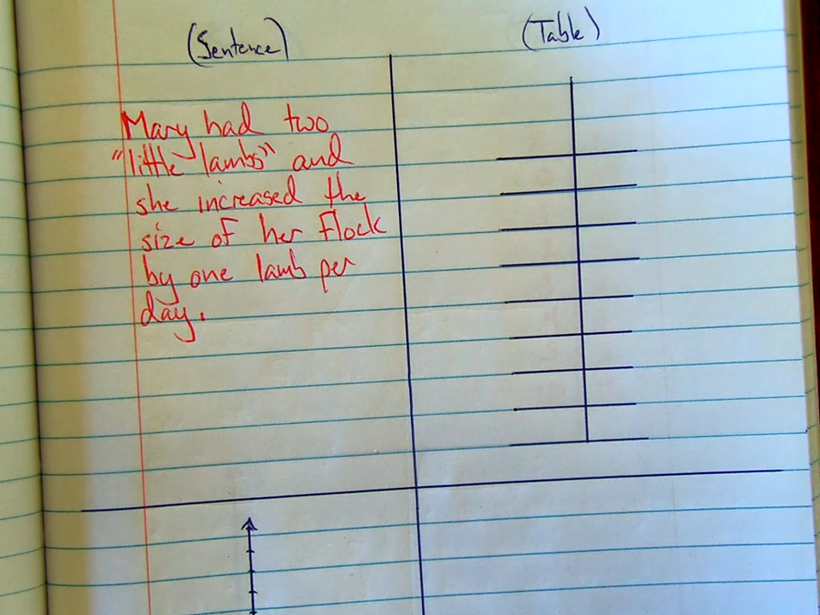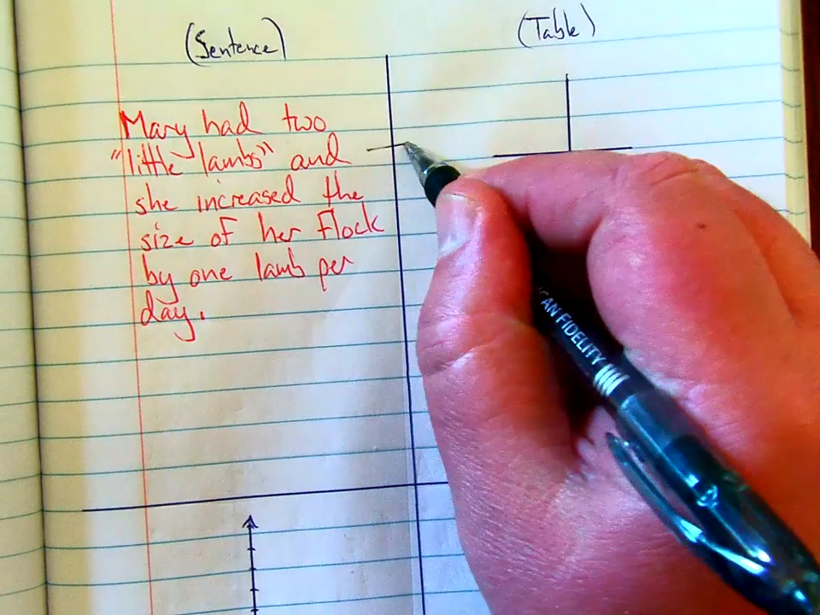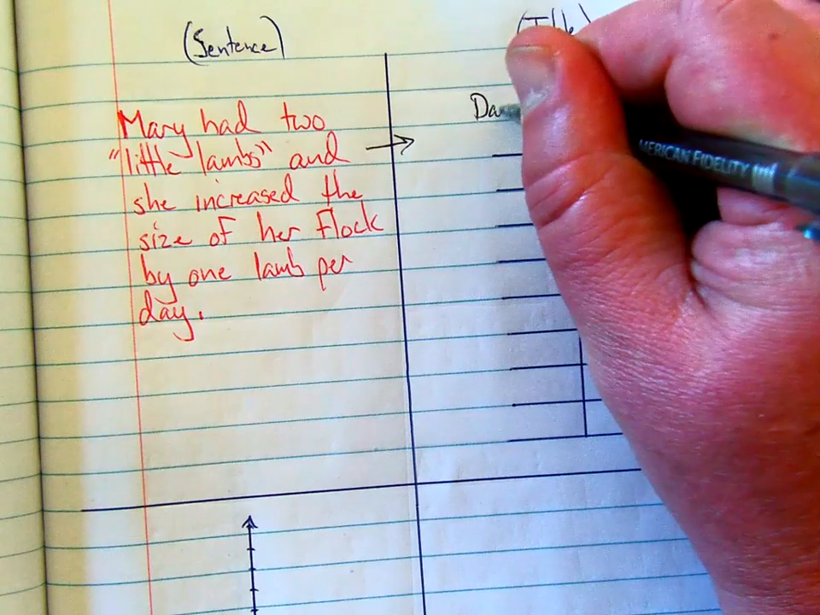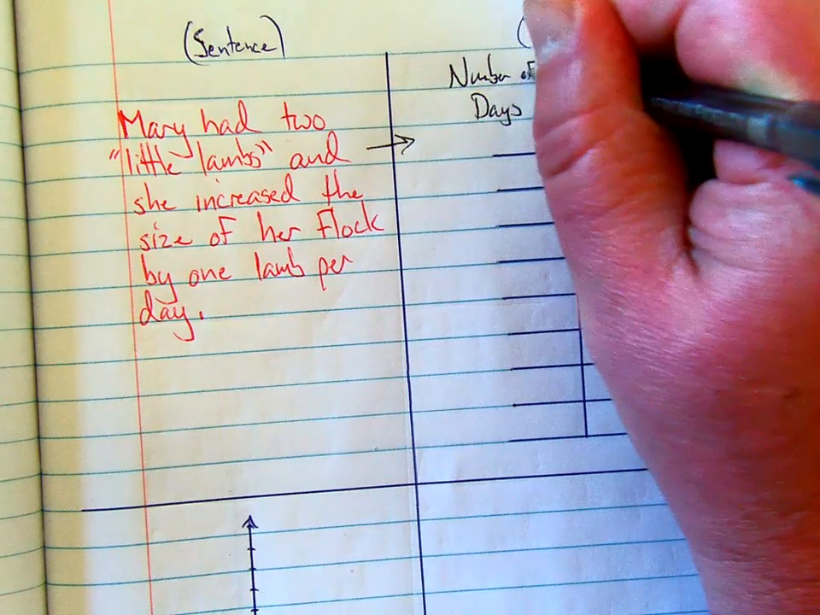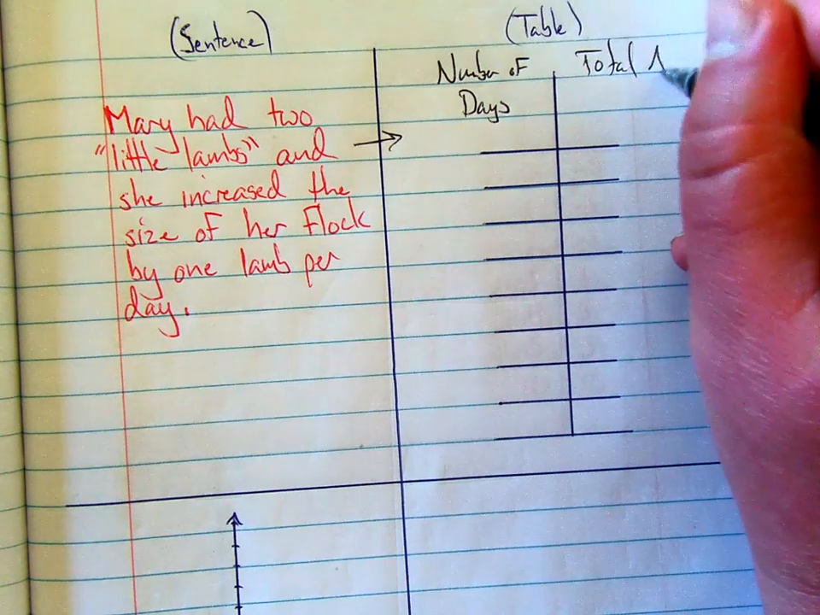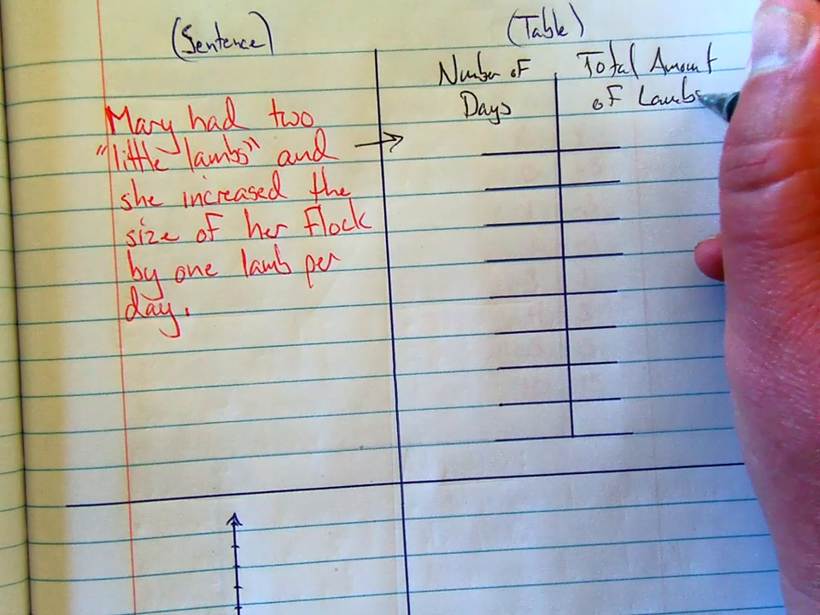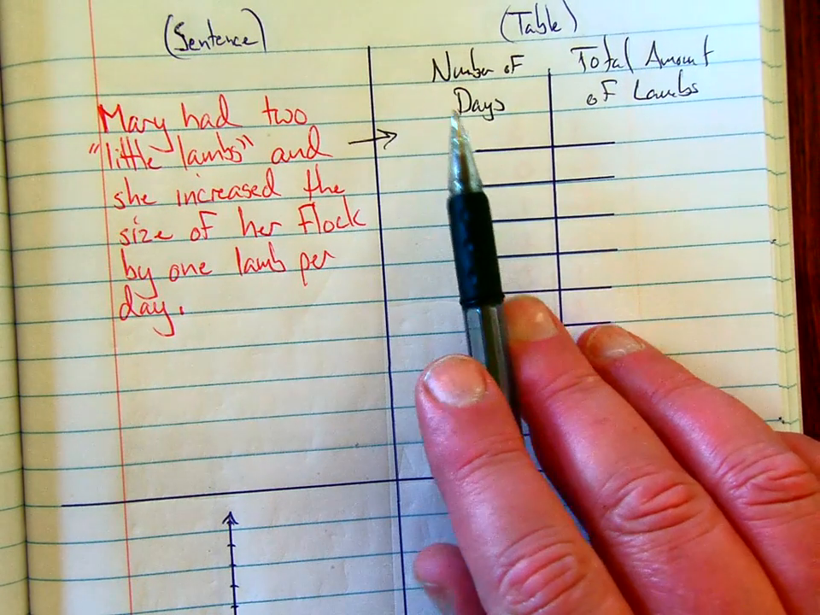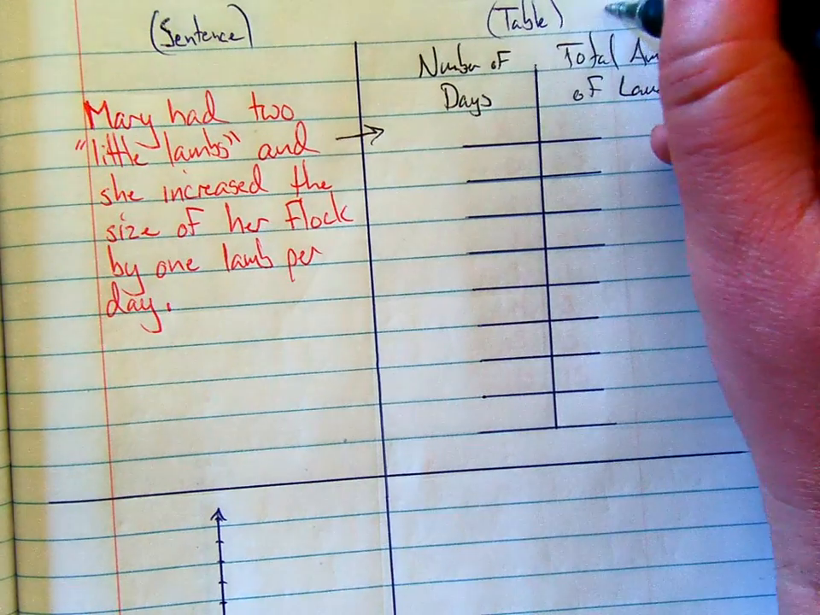Every day after that, she's adding another sheep to her flock. So the things that are changing in this problem, I'm going to take this and turn it into a table first. And there's the number of days. That changes. And then the total amount of lambs. That changes. The total number of lambs is dependent on the number of days. The more days implies more lambs. Less days, less lambs. So this is the dependent.